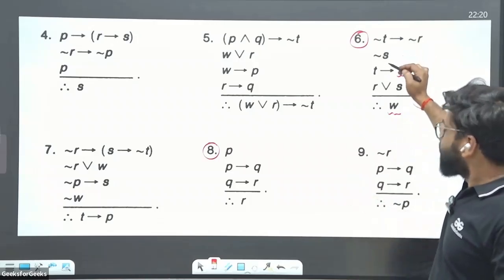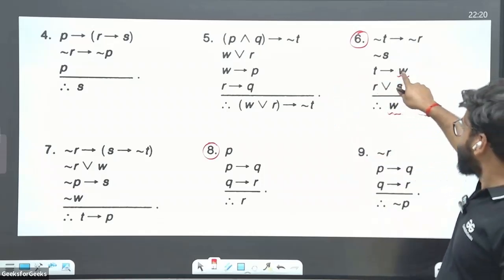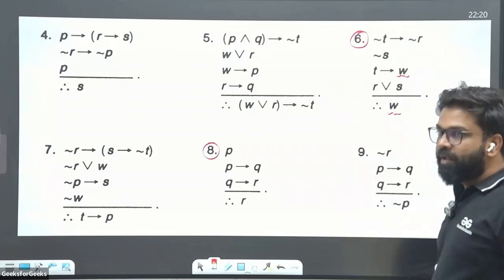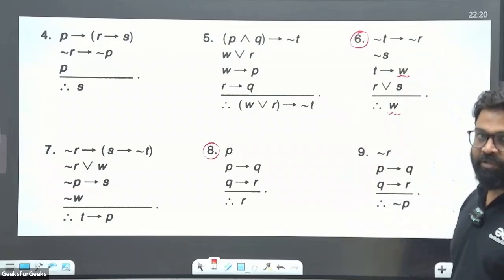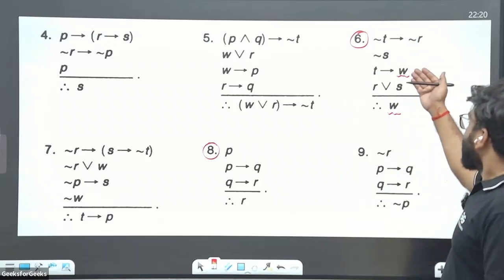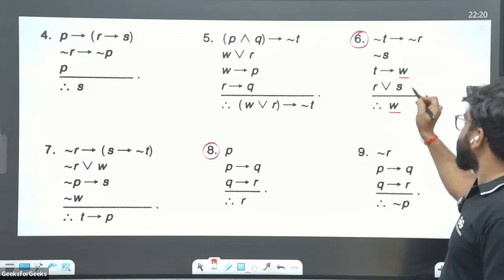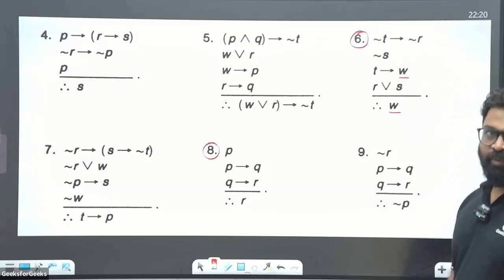This is the first, second, third. It is not necessary that this is the third premise. You can interchange. This can also be the first, this can also be the second, because there is an AND condition between all of them. So if there is an AND condition between all, you can use them at any point of time. My point is very simple. My conclusion is W. So where has it been given? It has been given here. That means T implies W.